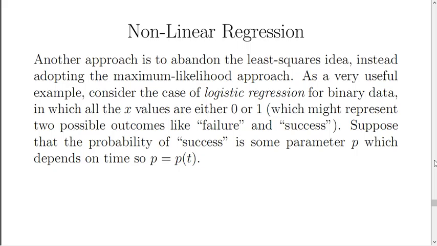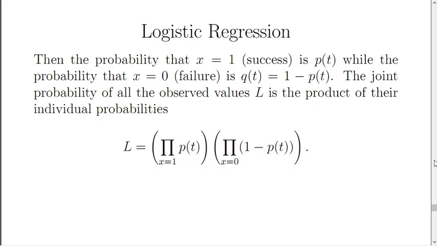Another approach is to abandon the least squares idea, instead adopt the maximum likelihood approach. As a very useful example, consider the case of logistic regression for binary data. In binary data, all the x values are either 0 or 1, which might represent two possible outcomes like failure and success. Suppose that the probability of success is some parameter p, and that it might depend on time, so p is a function of time. Then the probability that x equals 1, a success, is p, while the probability that x equals 0, failure, is q equals 1 minus p.